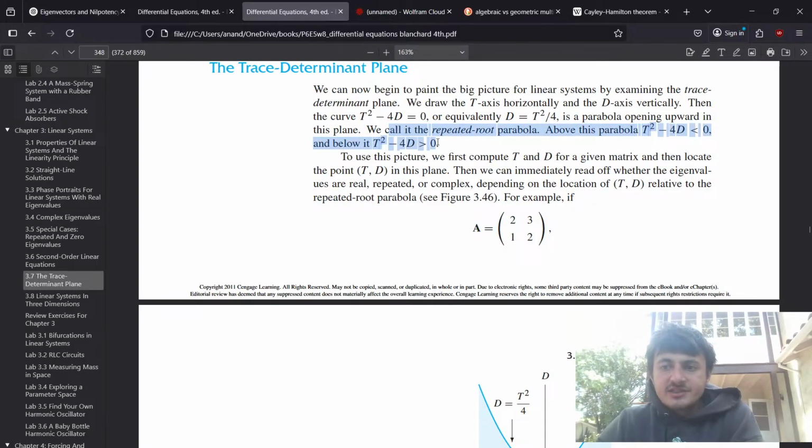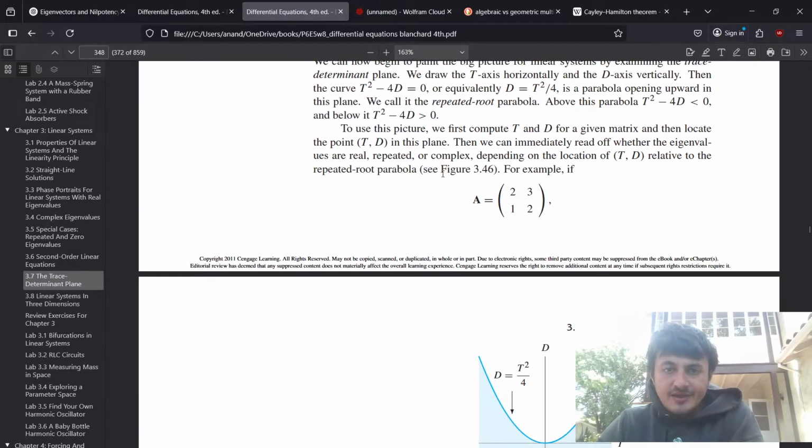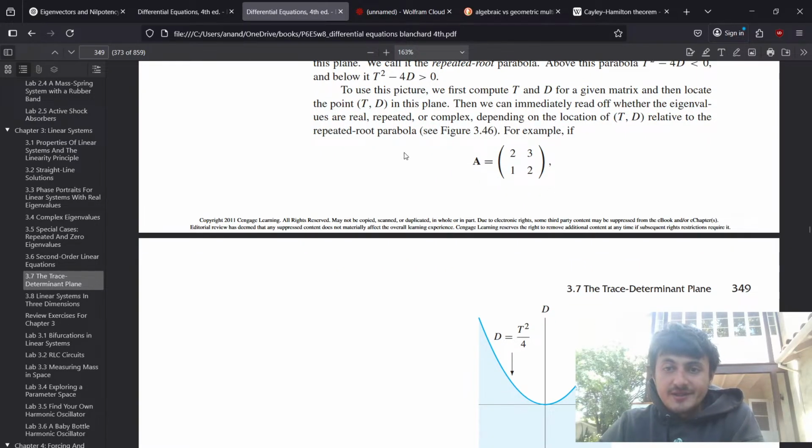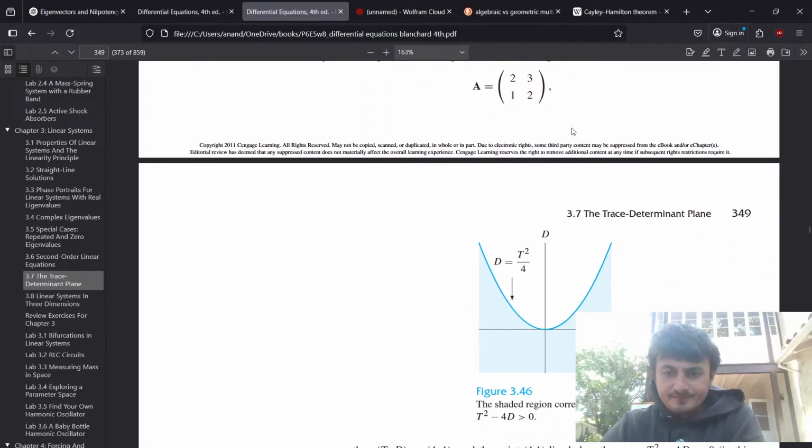Above this parabola, T squared minus 4D is less than 0, and below it, T squared minus 4D is greater than 0. To use this picture, we first compute T and D for a given matrix, then locate it as a point in the plane. We can then immediately read off whether the eigenvalues are real, repeated, or complex, depending on the location of (T, D) relative to the repeated root parabola.